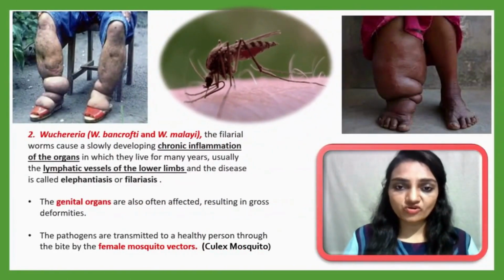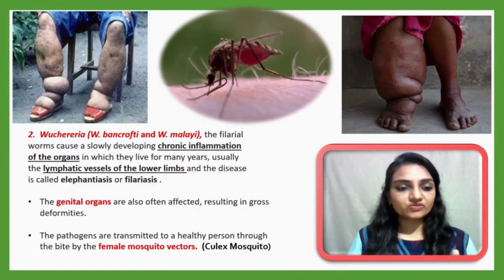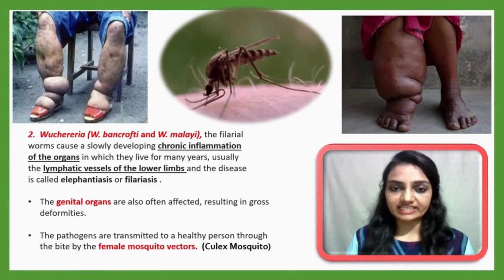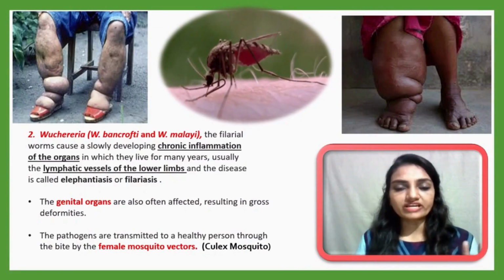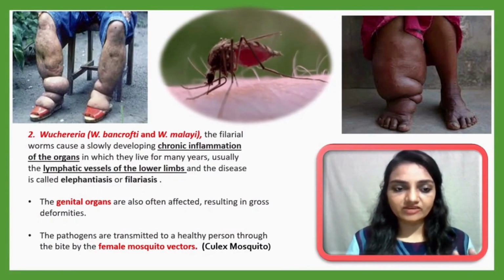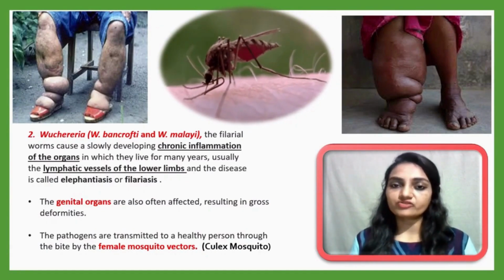Another disease caused by worms is filariasis. So let me start with filariasis. The causative agents for filariasis are Wuchereria bancrofti and Brugia malayi. So two organisms can cause this disease, that is Wuchereria bancrofti and Brugia malayi.